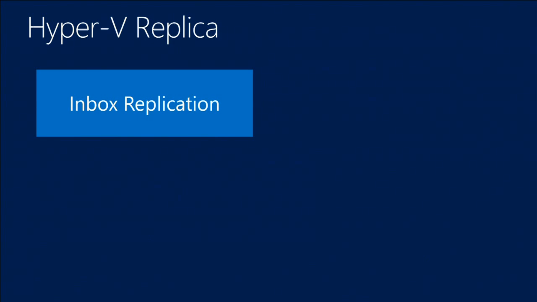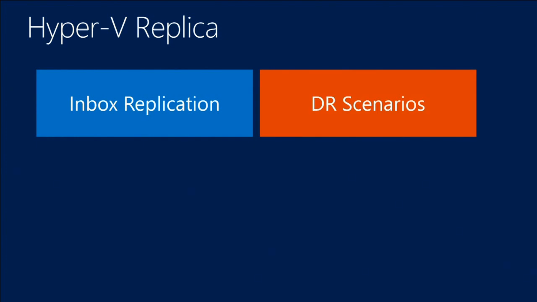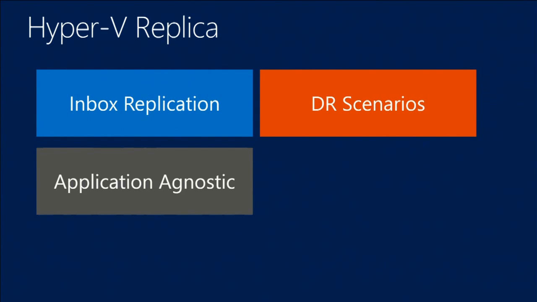So for those who are not familiar with what Replica is, it's an inbox replication product. It shipped with Windows Server 2012, and we've also made enhancements in R2 to improve the replication performance. Inbox replication, it's asynchronous, and it does replication at a VM level. Okay, it has all the primitives that you need to do a DR setup. So things like test failover, unplanned failover, planned failover, all these concepts are built into the Windows Server platform to enable DR.